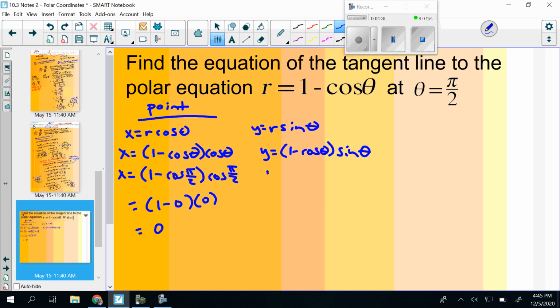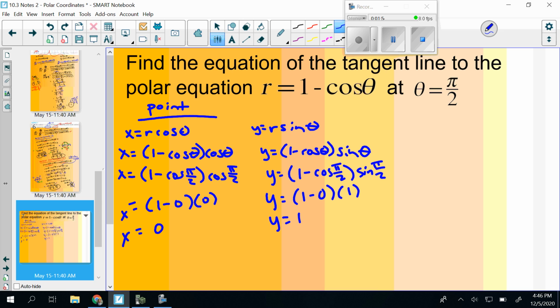Let's do the same now with y. This would be 1 minus cosine pi over 2 times sine of pi over 2. And we've already just established those values. Cosine is 0. Sine is going to be 1 at 90 degrees. And so here we got 1 times 1, or 1. So it looks like our point here that we're going to need is the point 0, 1.